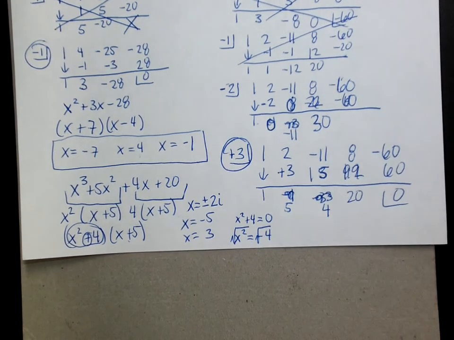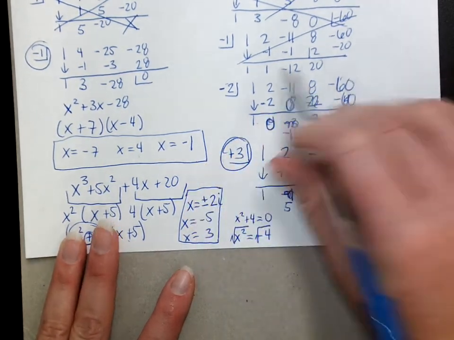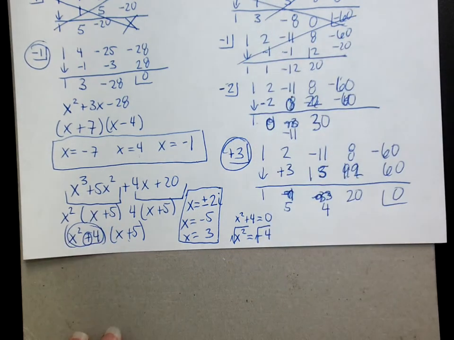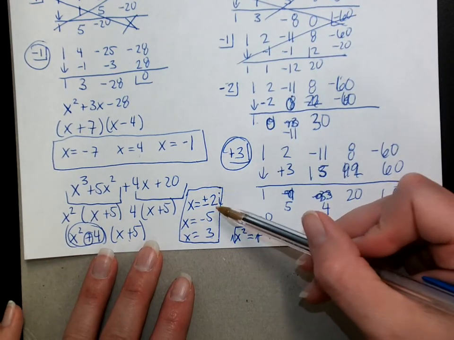Remember, the square root of a negative is an i. So these are actually your 4 solutions. Again, if this is an x to the 4th to start with, I should have 4 solutions. I have 3, I have negative 5, I have positive 2i, and I have negative 2i.